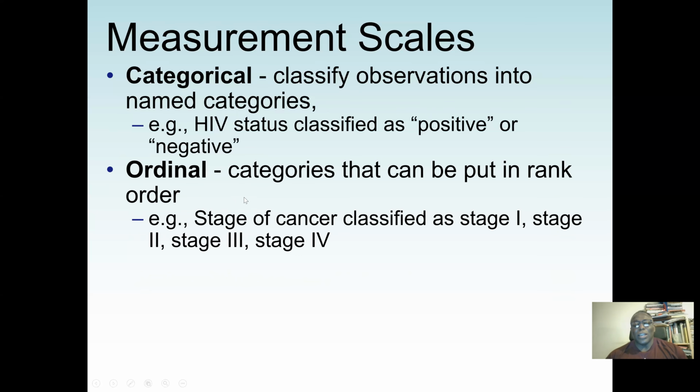And also the ordinal is also a category that can be put in a rank order. So an example would be smoking. We have a light smoker, mild smoker, and then heavy smoker. Or stages of cancer can be classified as stage 1, stage 2, stage 3, stage 4. So that's why it's called ordinal. It's in order, the order or ranking.